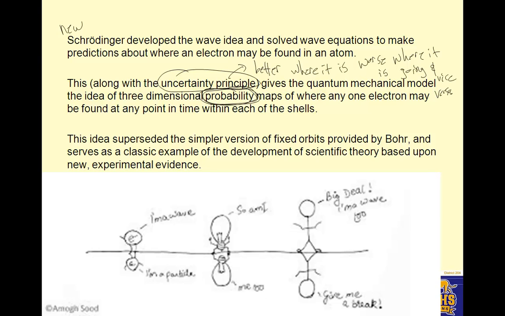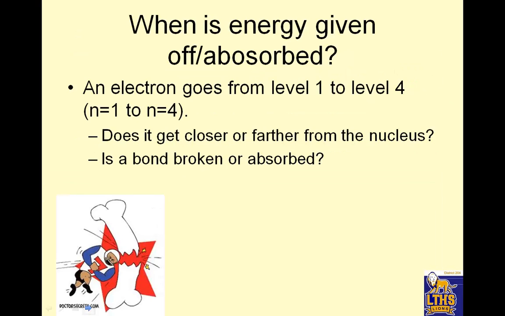This idea superseded the simpler version of fixed orbits provided by Bohr, the planetary model, and serves as a classic example of the development of scientific theory based upon new experimental evidence. So it changed. Look at this. Electrons: I'm a wave, I'm a particle. They're arguing. I'm a wave, I'm a particle. And that's true as well. Cartoons make me happy.